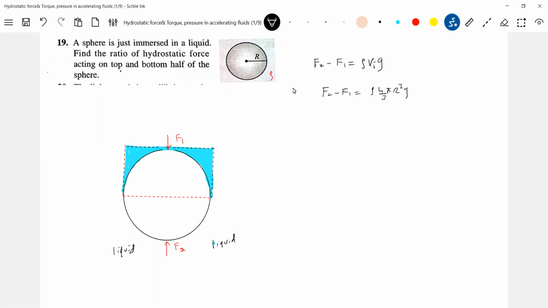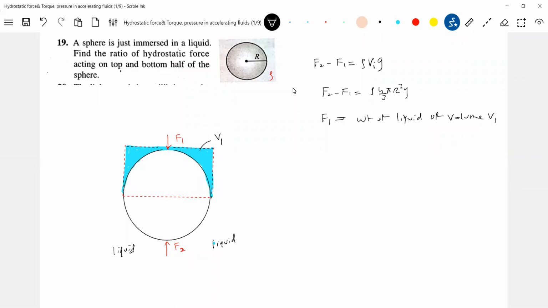What is this F1? F1, shall we say, is the weight of the liquid, blue color. The weight of that particular liquid is the total force exerted on it. So F1 should be the weight of liquid of volume V1. VI is different; VI is the volume immersed, the total volume immersed. So it should be V1 only, this one. Weight of the liquid of volume V1.